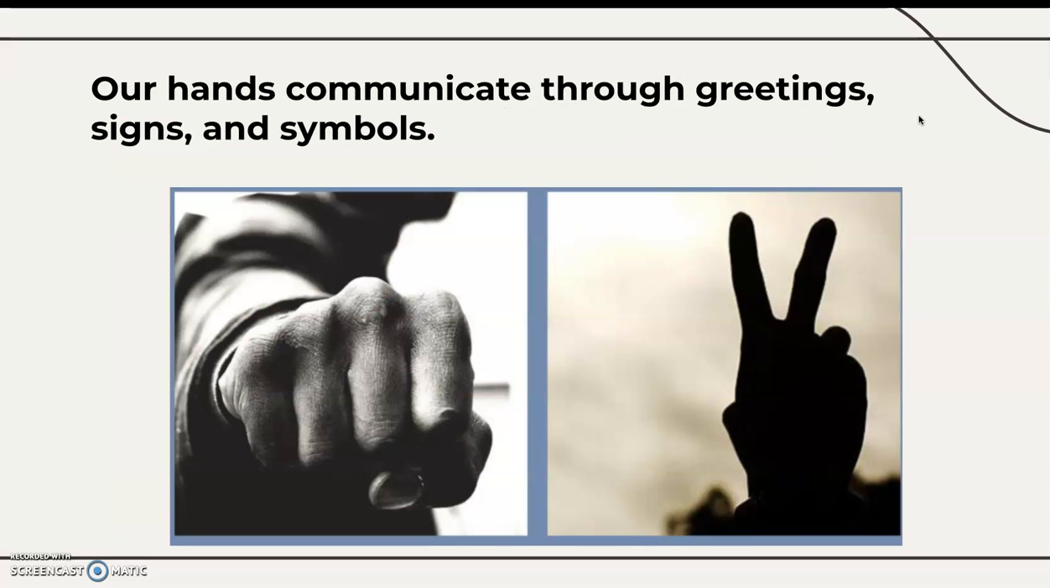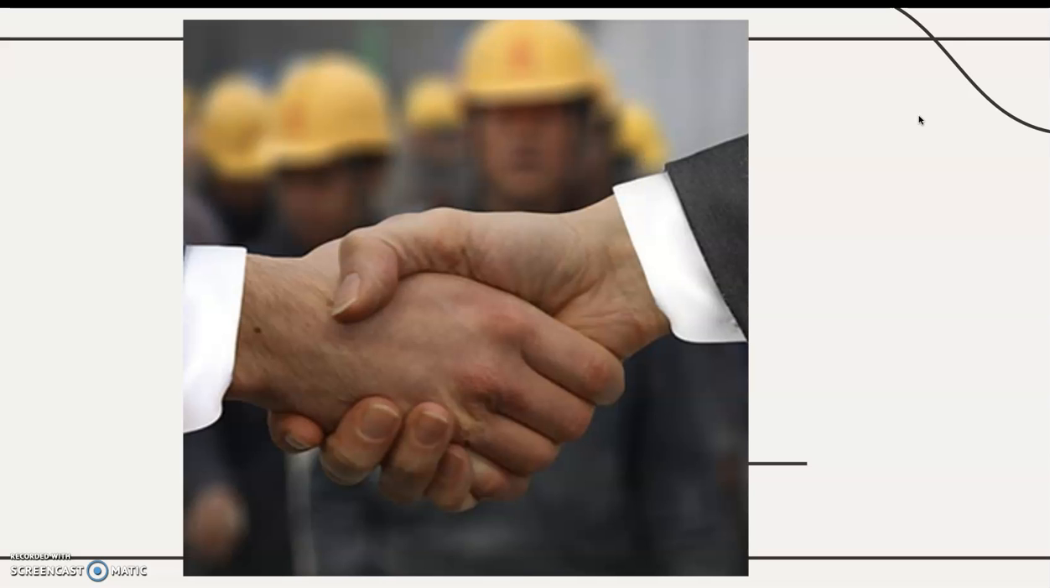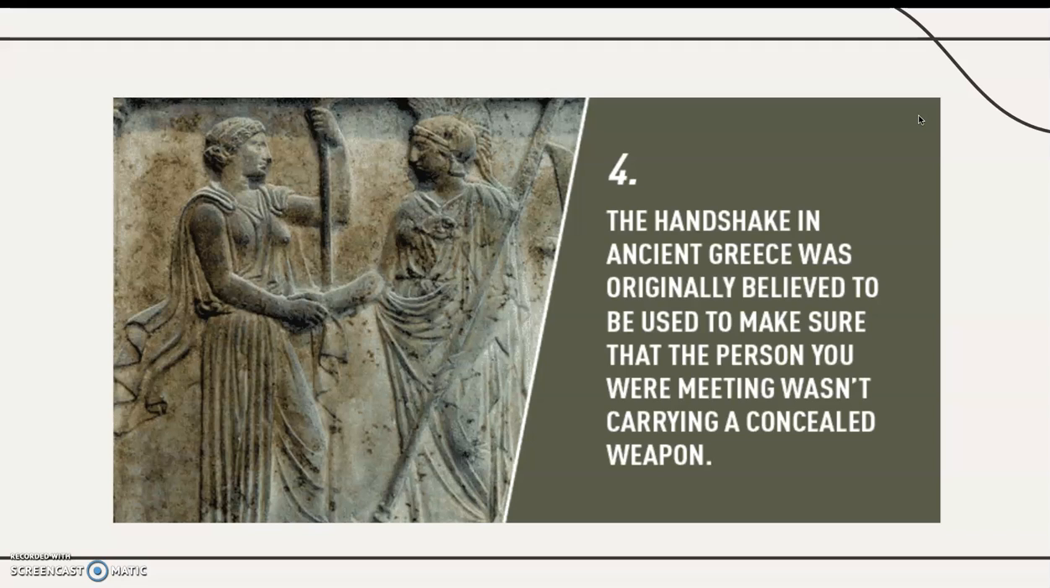Our hands communicate through greetings, signs, and symbols as well. And did you know the handshake in ancient Greece was originally believed to be used to make sure that the person you were meeting wasn't carrying a concealed weapon? So that means if someone is reaching out towards you to shake your hand, that might mean they're not going to try to kill you later on.